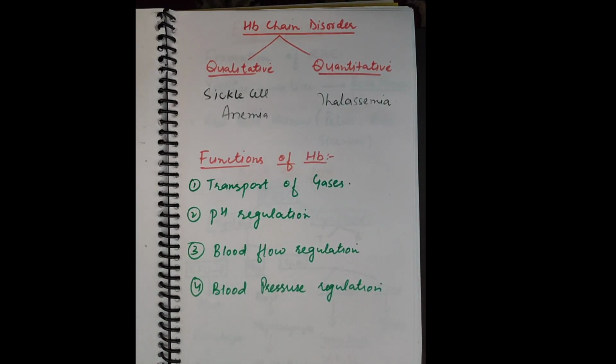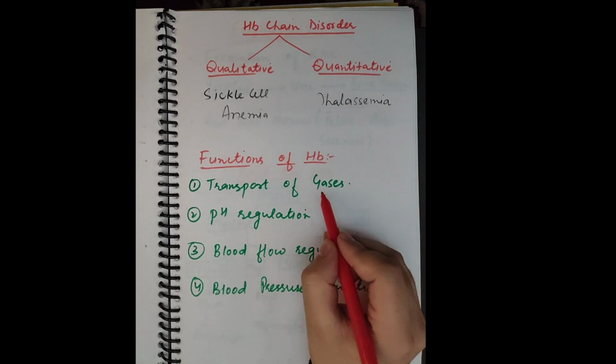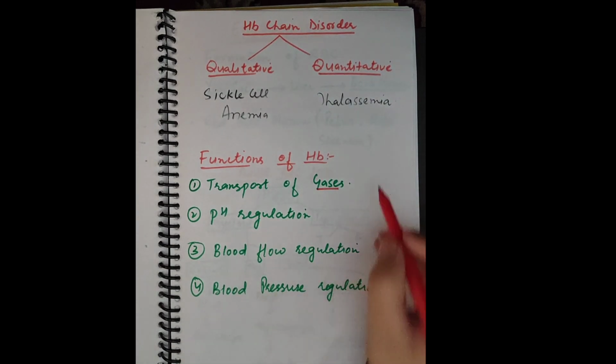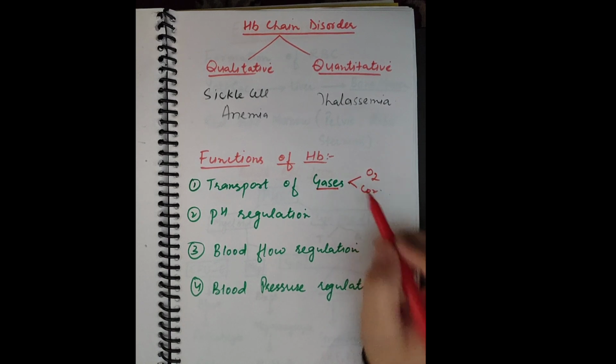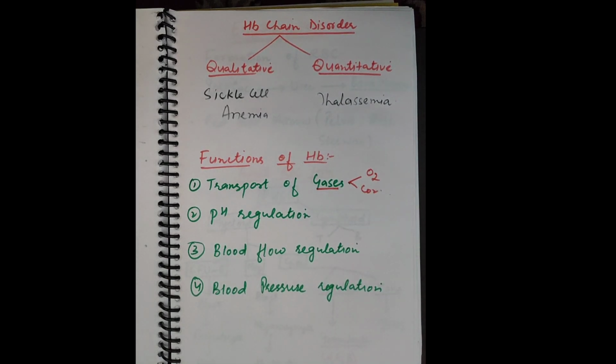Now what are the functions of hemoglobin? Hemoglobin is involved in the transport of gases, especially oxygen and carbon dioxide. Hemoglobin takes oxygen from the lungs and delivers it to the tissues, and takes carbon dioxide from the tissues and delivers it outside via the lungs. So it carries both oxygen as well as carbon dioxide.